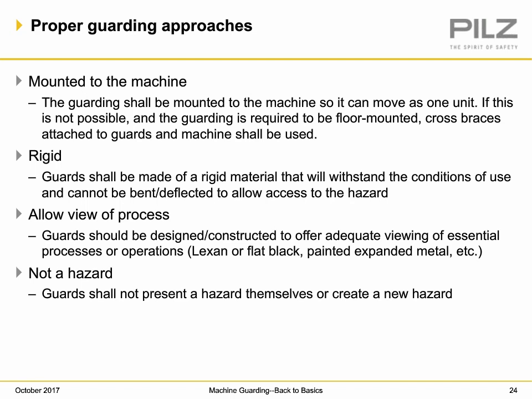Allow a view of process. This is extremely important, not only for production, but maintenance. Parts should be designed and constructed to offer adequate viewing of essential processes or operation. Lexan. If you have expanded metal, paint it the same color as the machine or paint it flat black so you can see inside the machine, whether it's for over top belts and pulleys or whether it has to do with a chain and sprockets, so you can view them without shutting the machine down and locking it out and having to remove a guard for 5 to 10 seconds to do a visual examination. So again, very, very important is to allow a viewing process.